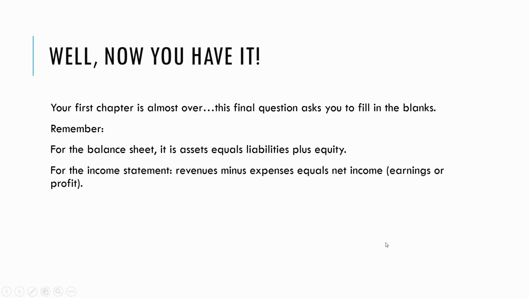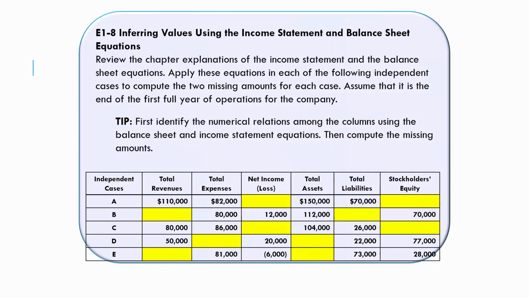This chapter is almost over. The last part is filling in the blanks, and with this you're back to algebra. Balance sheet: assets equal liabilities plus equity. Income statement: revenues minus expenses is net income, which is also called earnings or profit. So the last problem we have here is fill in the blank. So revenues minus expenses is net income.